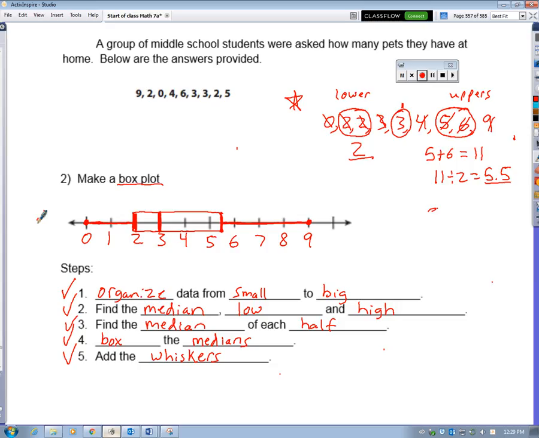It's just another way to show the data. If we're looking at this, we can say, well, most of the pets were right around this range. These numbers were closer together. These ones were kind of spread out a little bit.